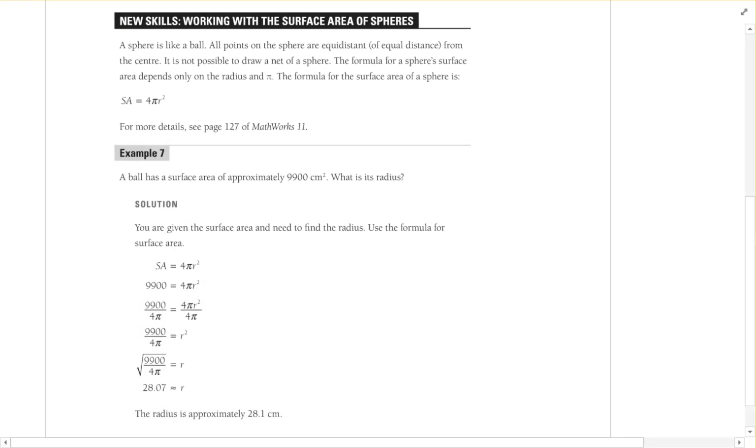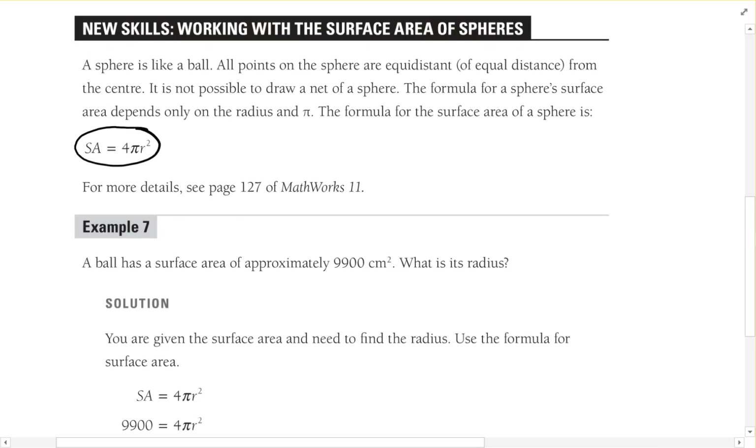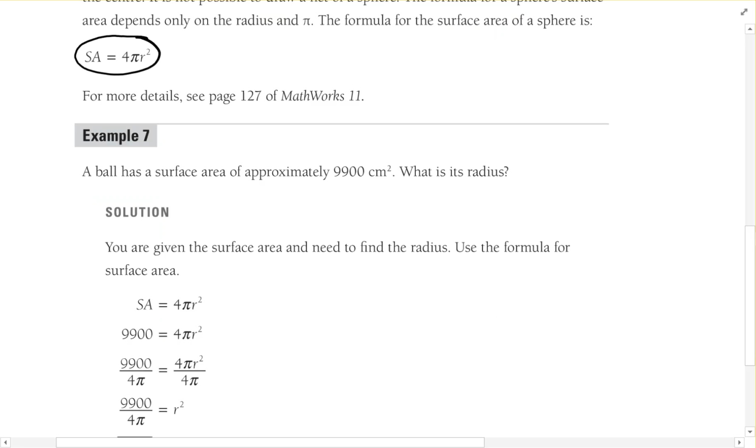Okay, so in spheres here, really what we need is just this formula: the surface area of a sphere. Off the bat, a sphere is like a ball. So when I say a sphere, that's what I'm talking about. It's a three-dimensional circle. It's a ball. I don't know how to draw a ball on a piece of paper, but that's what it would be. Okay, so that's the formula.